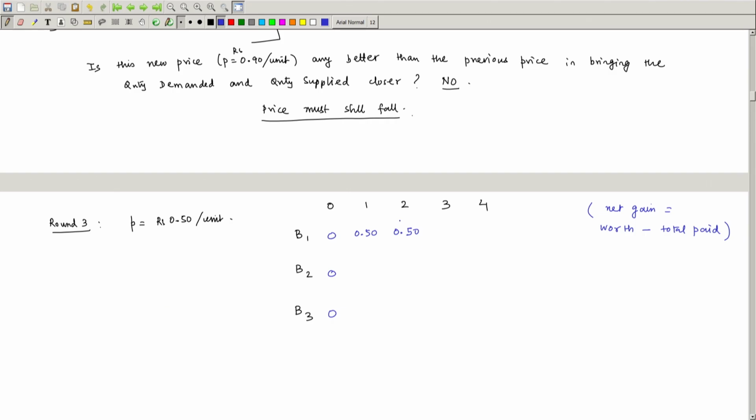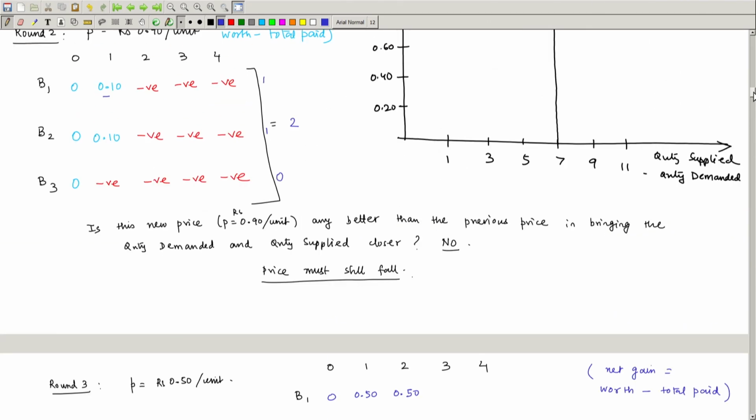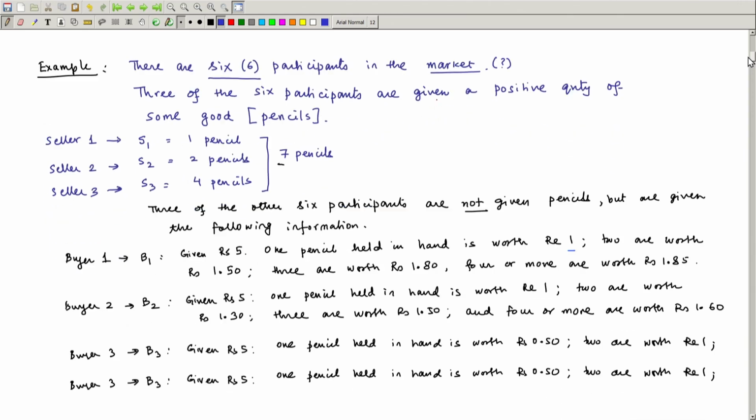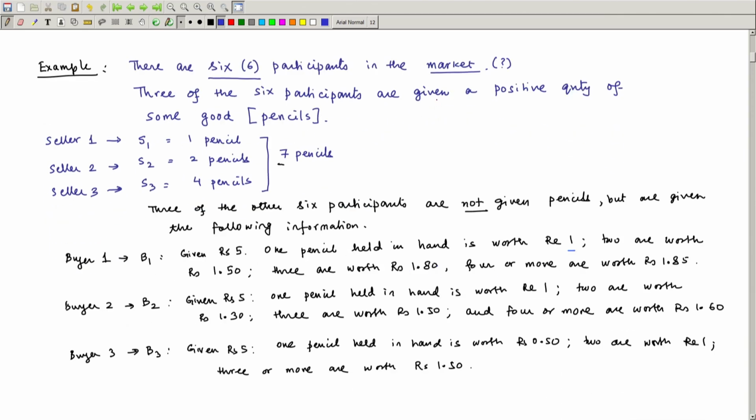Let us look at 3. Let us look at the case of 3 pencils for buyer 1. 3 are worth 1.8. Okay, so 3 are worth 1.8 to buyer 1. Now, for 3 pencils, you would have paid 3 times 0.5, which is 1.5, and they are worth 1.8. So, my net gain is 1.8 minus 1.5, which is 0.3, right.